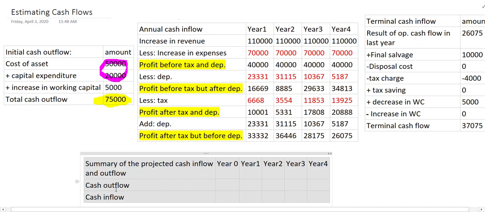Year one, we have outflow. We had outflow for the project. How much was the outflow of the project? Outflow of the project was equal to 75,000. For the next year, we don't have outflow. Outflow is 0, 0, 0, 0. But next, of course, we have inflow.